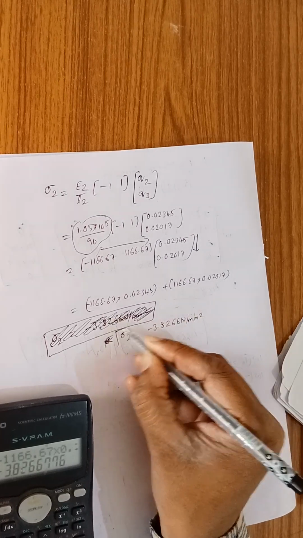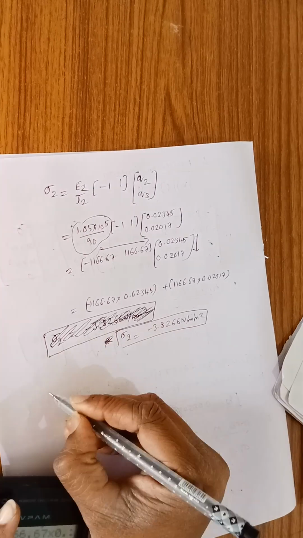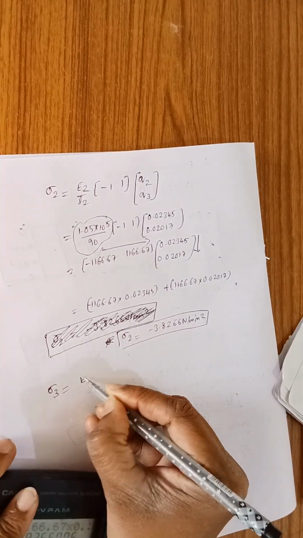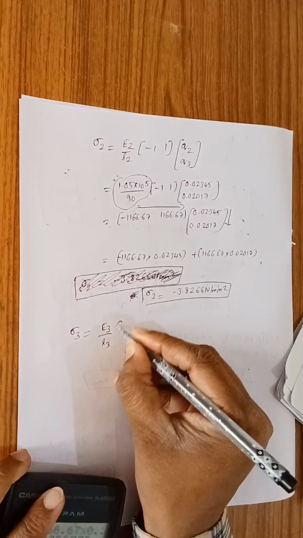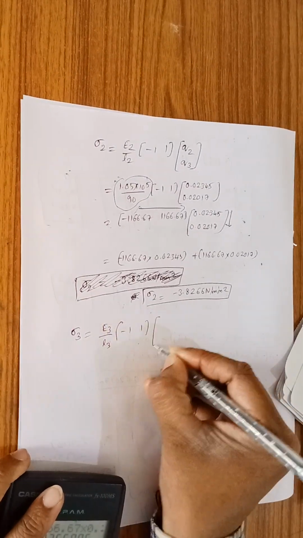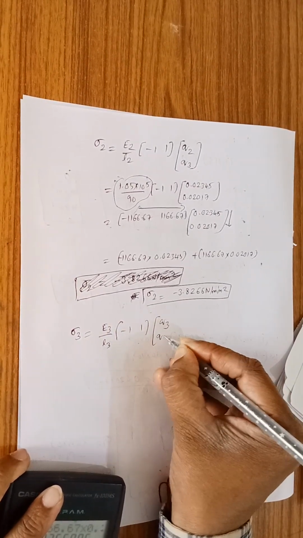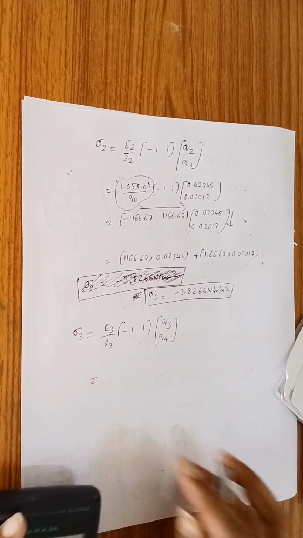So that is the final answer. Now let me try to do this as sigma 3. Sigma 3 is nothing but the stress in element 3. So the formula is E3 divided by L3, times [minus 1, 1], times Q3 and Q4. So let's substitute all those values.